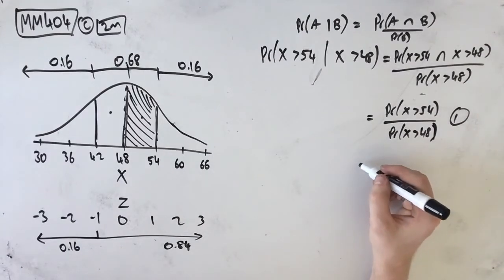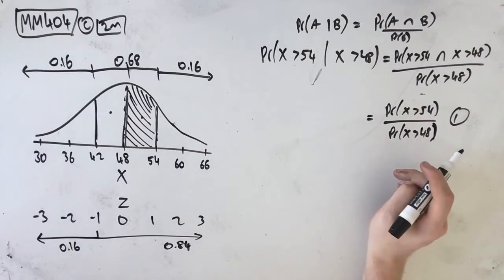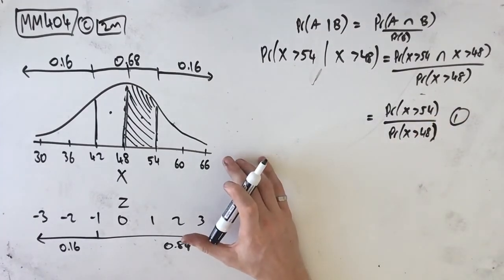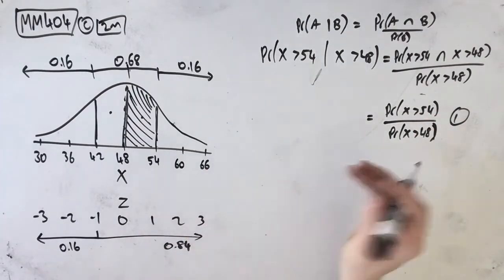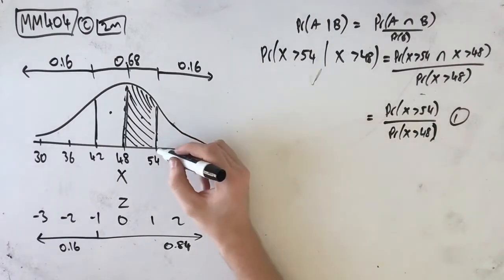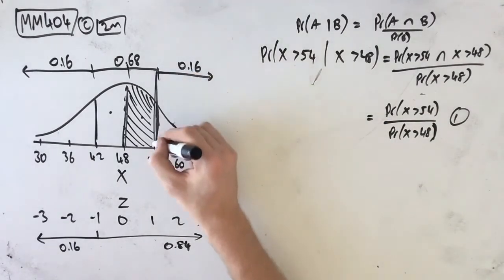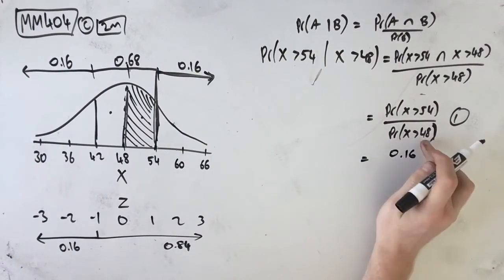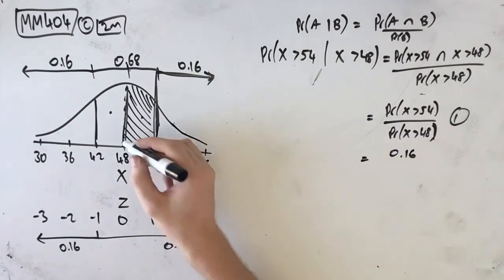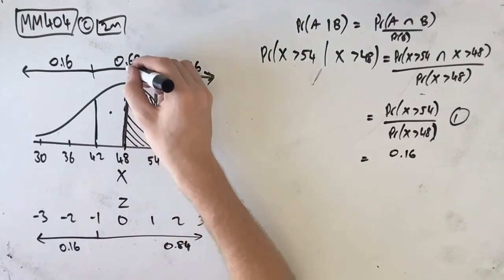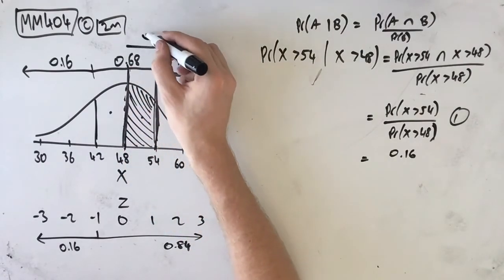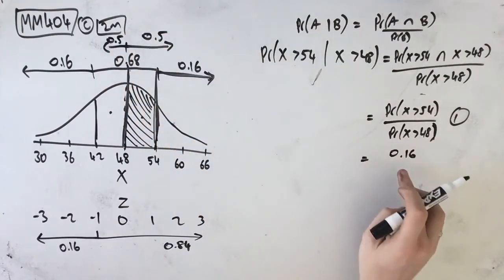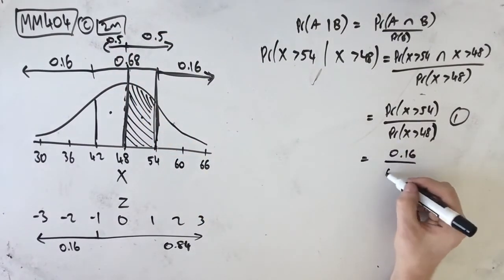From here, we can now figure this out. So the probability that x is greater than 54, this is why it's really useful to draw a diagram, because you're going to be able to refer back to it later. So x is greater than 54 is from this point onwards, which is 0.16. So that's our probability there. The probability that x is greater than 48, well, 48 is our mean, and we know that 0.5 of the data lies on either side of the mean. So the probability that x is greater than 48 is equal to 0.5.